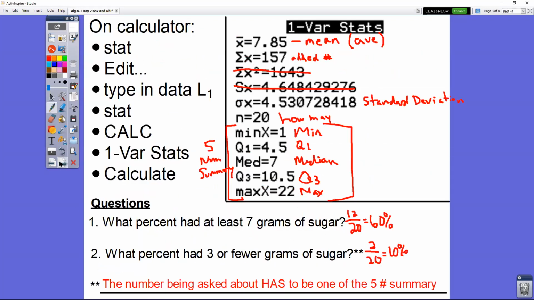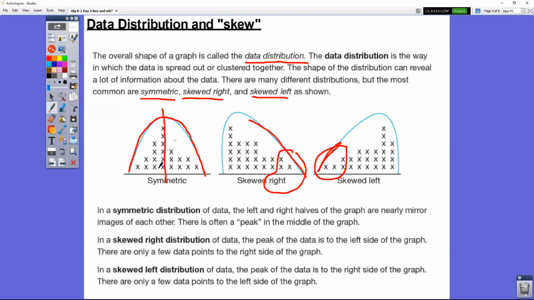Then for skew, remember you want to find those numbers for your box and whisker plot, you need to do the one variable statistics. So stat edit, type your numbers into L1, and then do stat calc, one variable statistics, and calculate. This is your 5-number summary right here. That will give you your 5 data points for your box and whisker plot. Then you have your symmetric. Symmetric is almost the same on both sides. Skewed to the right, it keeps on going on and on to the right. Skewed to the left, it keeps on going on and on to the left.